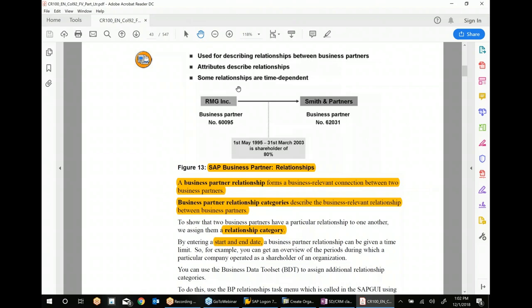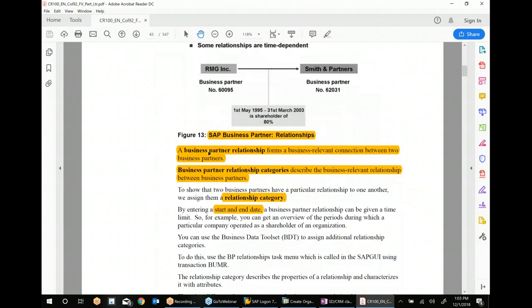So now here we have something called business partner relationship. In the business partner relationship, this is RMJ Inc., one company, there's another company, this is my business partner, this is my business partner. What is the relationship between these two business partners, RMJ Inc. and Bismuth & Partner? Between this period to this period, RMJ Inc. is a stakeholder of 80%. So this company holds an 80% stake in this company. That is a business partner relationship between the two companies.